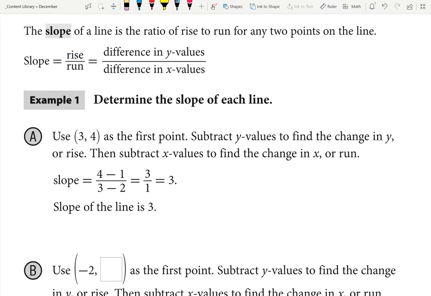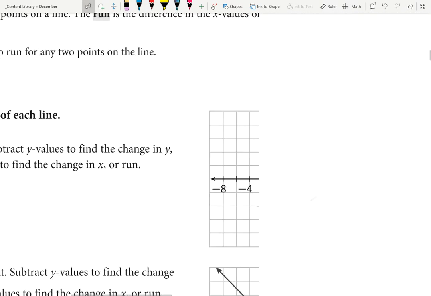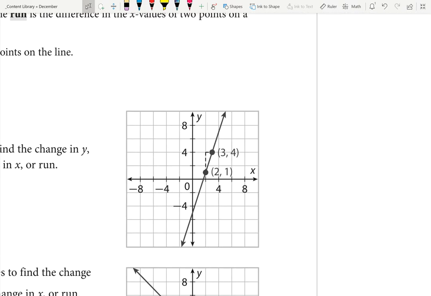Now, the important thing to remember here is the y values are on the top part of this fraction. The x values are on the bottom. We're always going to mention that. One common mistake that people make is they put the x values on top instead of the y values on top. So please make sure you make that distinction.